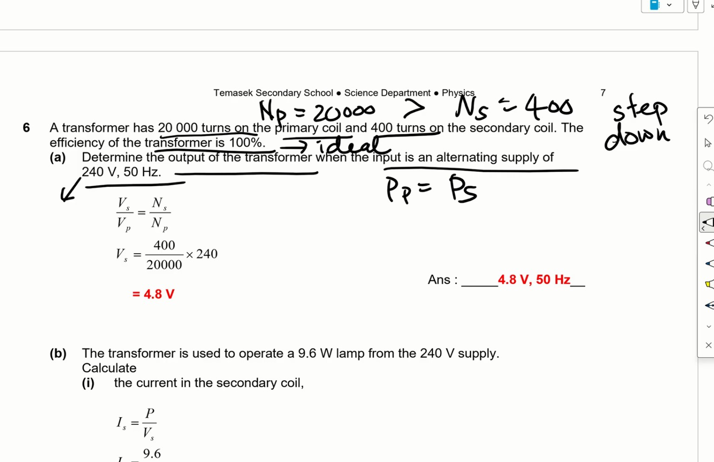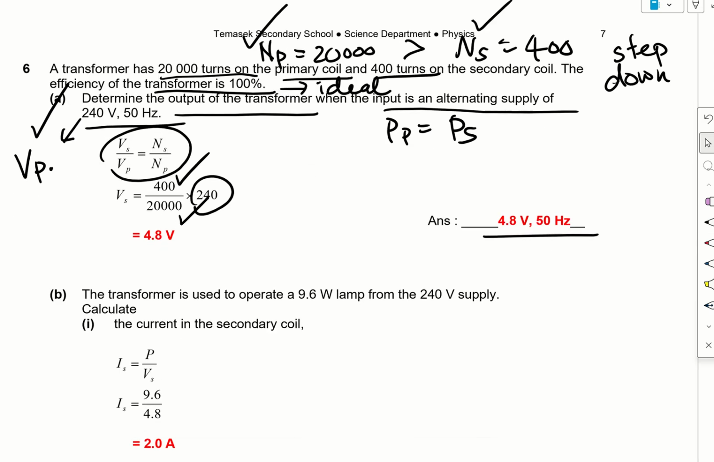So if this is 240 volts, this is my VP, right? You use the turns ratio formula, VS over VP equals NS over NP. This is very important, so you need to annotate, write down all this information. So NS is 400, correct? This is NP, and this is my VP. So you should get 4.8 volts and 50 hertz.